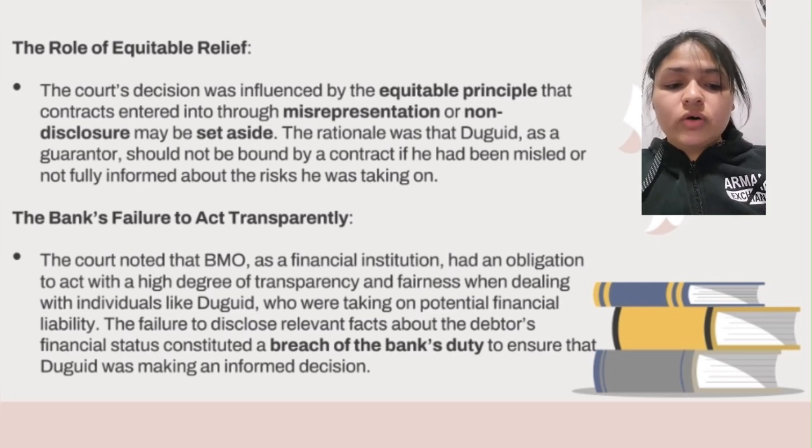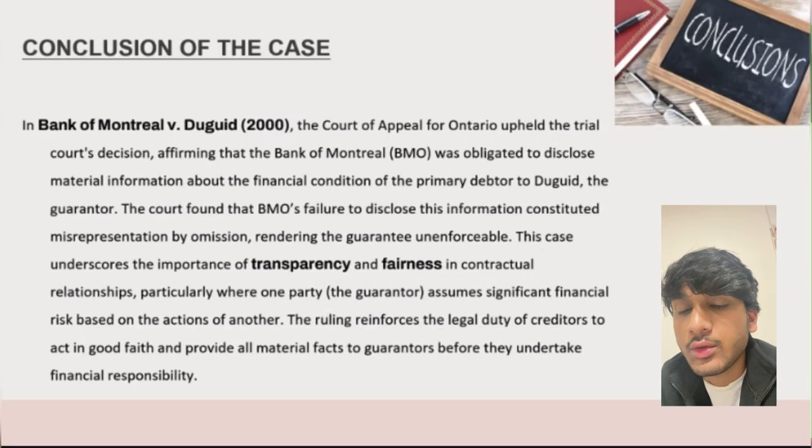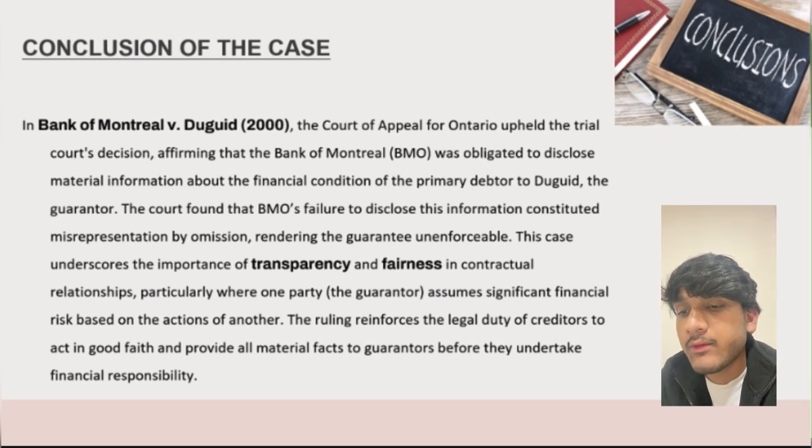To conclude, BMO's non-disclosure of the debtor's financial situation was unfair to Duguid. The court ruled that creditors have a clear duty to inform guarantors of all critical facts, ensuring fairness and equality in guarantee agreements. So, moving on to the conclusion of the case.